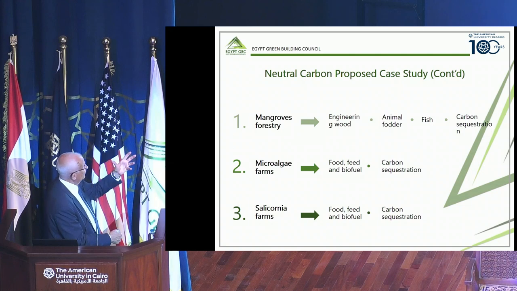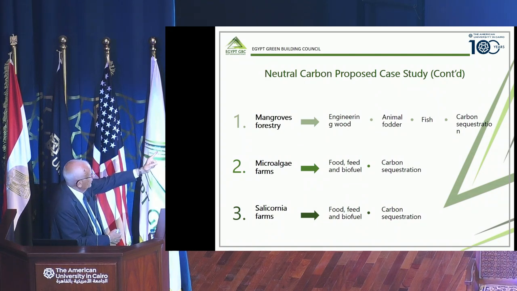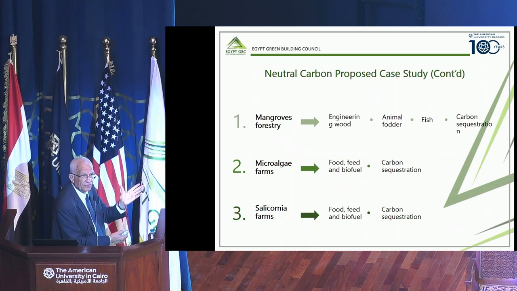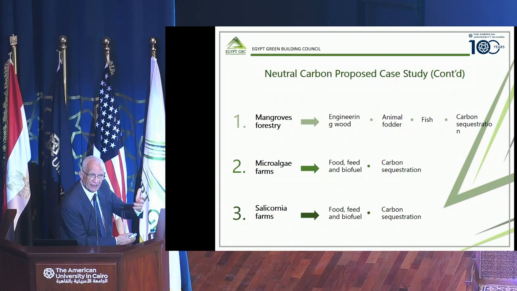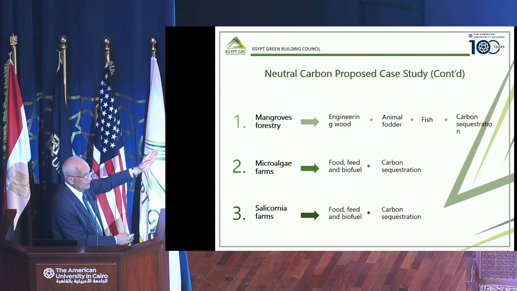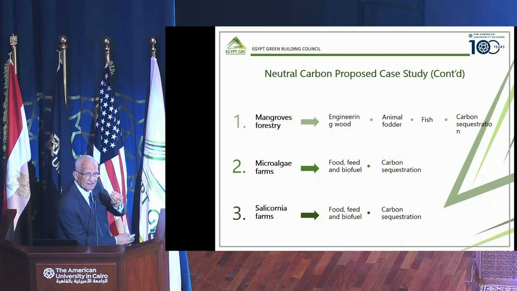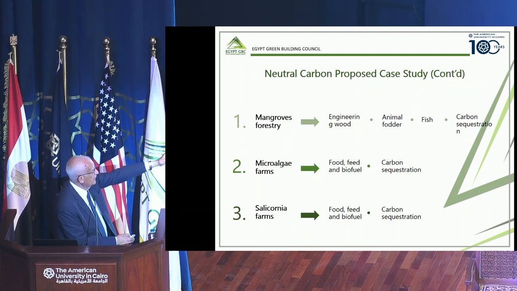And therefore, now this mangrove forestry can be used first for engineering wood. We did this kind of test here at AUC where we took the stems of the mangroves and converted them into engineering wood by some kind of process like crushing, grinding, and binding. And then we use the leaves as animal fodder. And also you can grow fish as a natural incubator. And at the end of the day, it can be considered as a carbon sequestration.